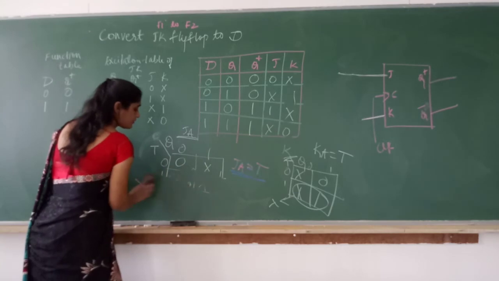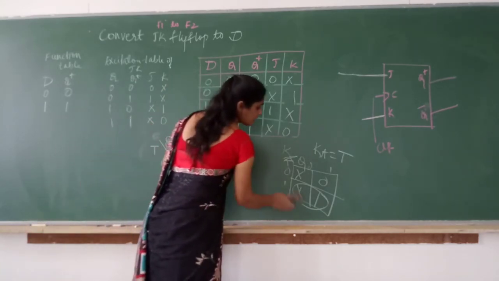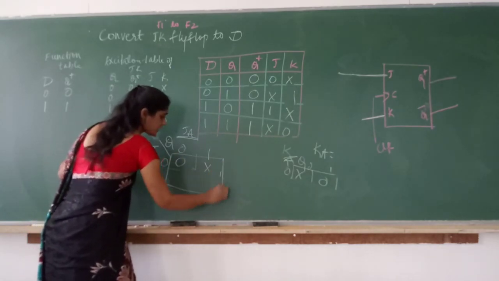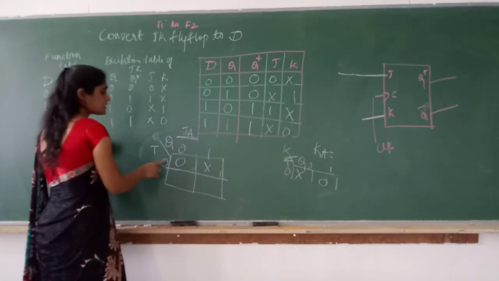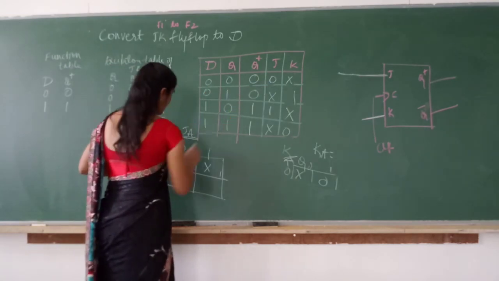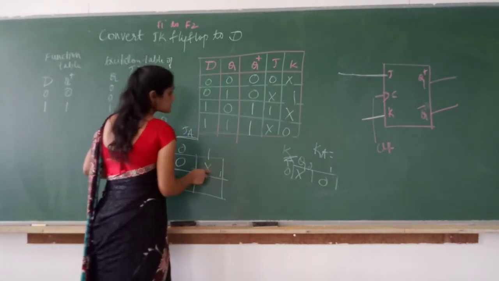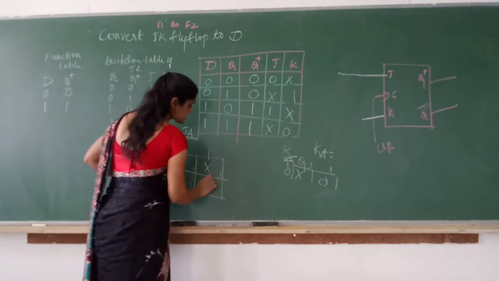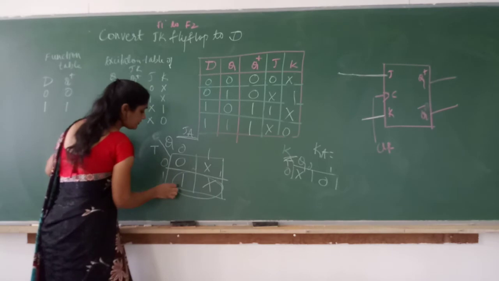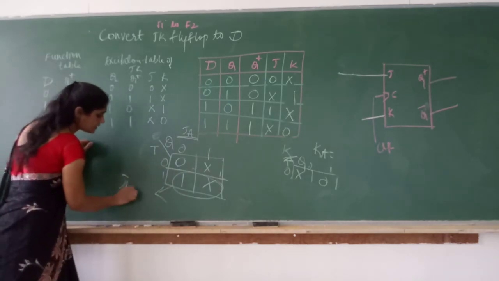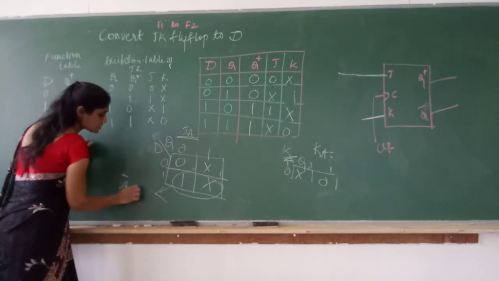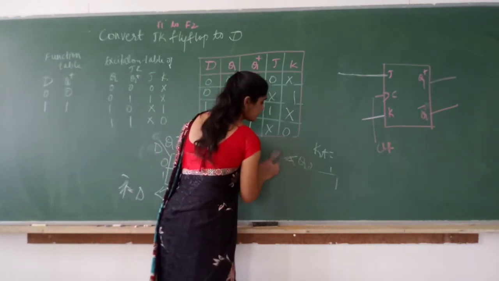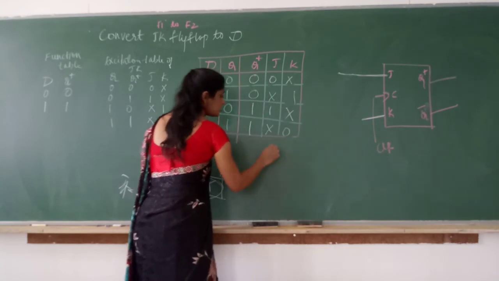Now derive an equation for J and K in terms of D and Q. Okay. So again use K-map. 0 0 0 0 1 x 1 0 1 1 1 x. So group it. If you group it again we get J is equal to D. Similarly derive an equation for K in terms of D.